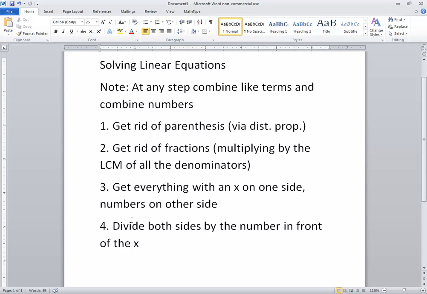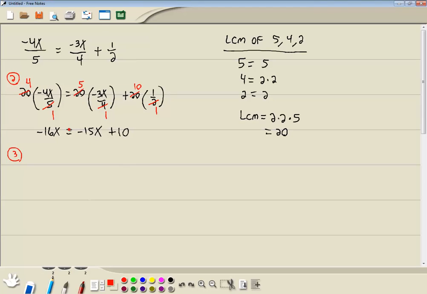Step 3. Get everything with an x on one side, numbers on the other side. Although it's a little easier to get the x's on the right side in this problem, I'm going to go ahead and take the negative 15x over to the left side. So I want to illustrate something. When I take the negative 15x over, it becomes a positive 15x. Combine like terms in any step. Negative 16x plus 15x is negative 1x.